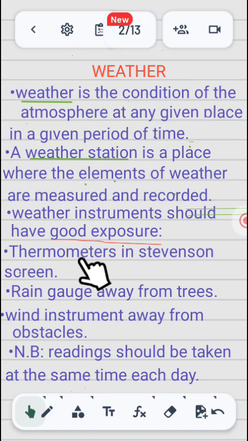For instance, thermometers should be placed in Stevenson screens so that they can measure the shade temperature of air. Rain gauges should be away from trees so as not to measure runoff from gutters or branches, which might capture some of the rainfall. And wind instruments should be away from obstacles so that they don't influence the direction and speed. One thing to note is that these things are supposed to be measured daily at the exact same period of time.